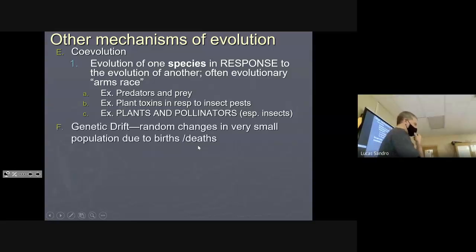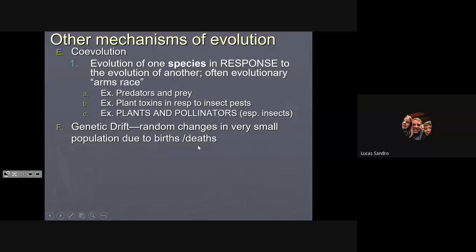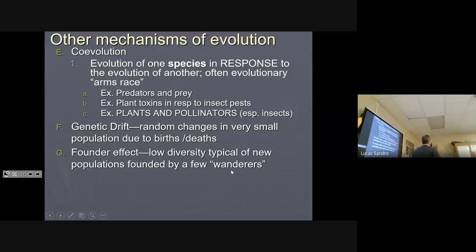Genetic drift, this goes with the small population thing from Hardy-Weinberg. Small populations evolve without even trying. Without natural selection, without sexual selection. It's just a small population. Anything dies, the gene pool is changing more than it would be in a big population. Anything is born, the gene pool changes. So that's genetic drift.